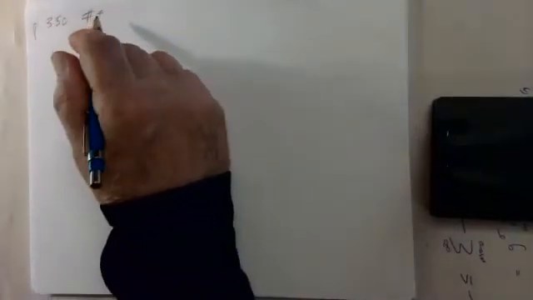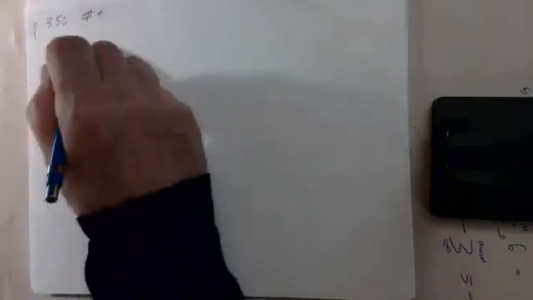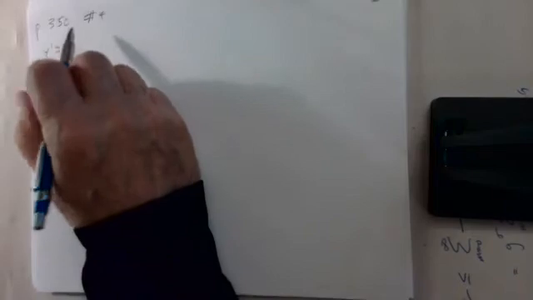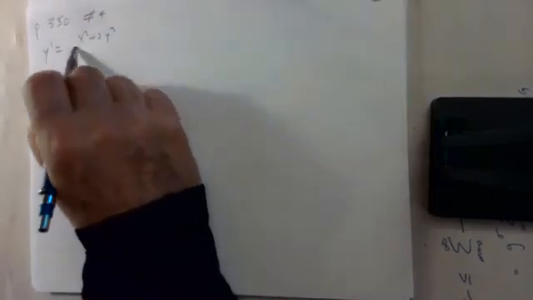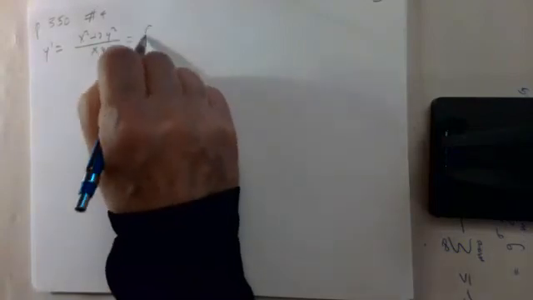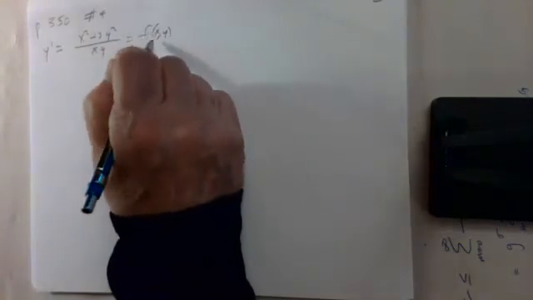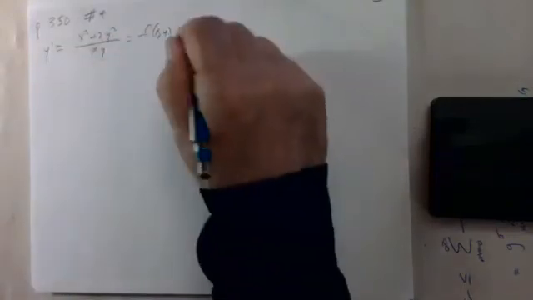So this is in the section on homogeneous equations. And we have y prime equals x squared plus 2y squared over xy. So this function on the right-hand side, f of xy, is equal to this.